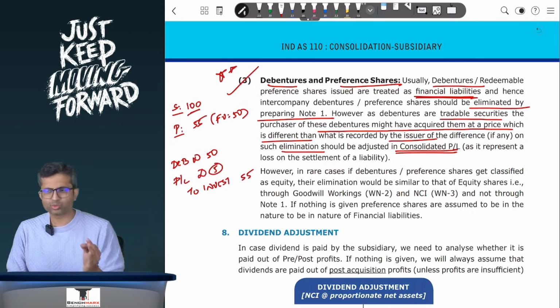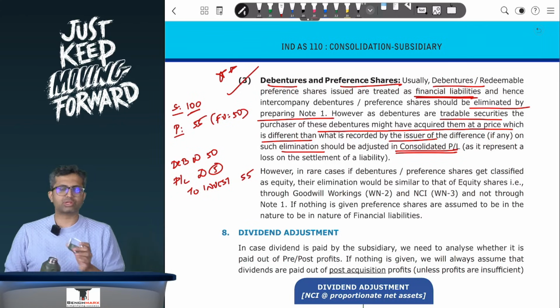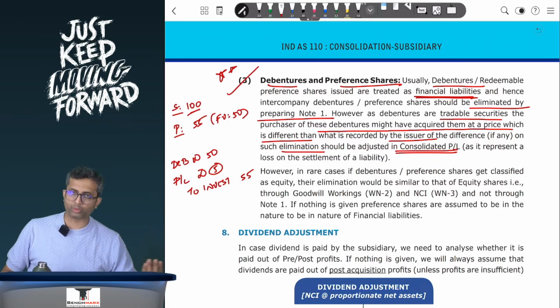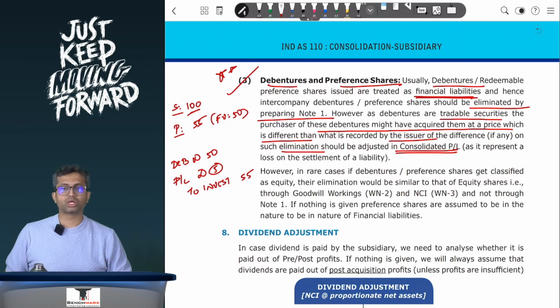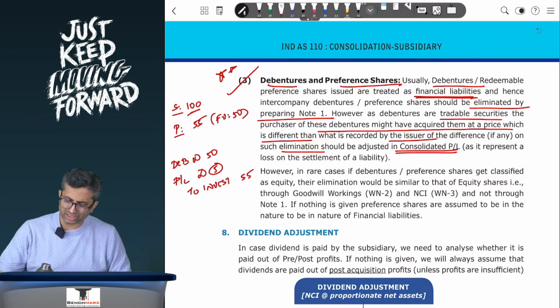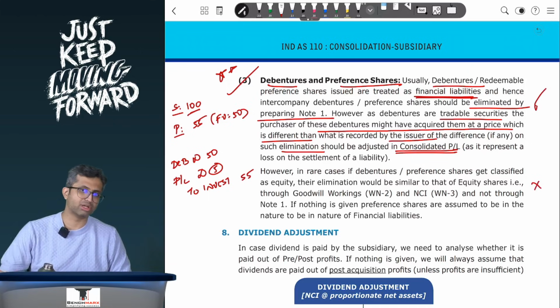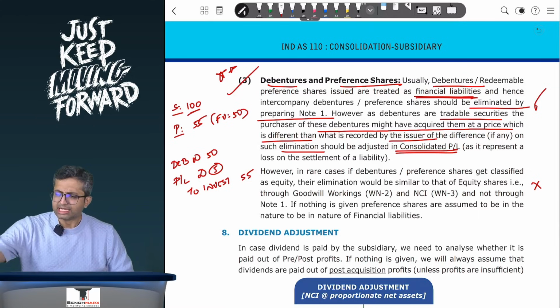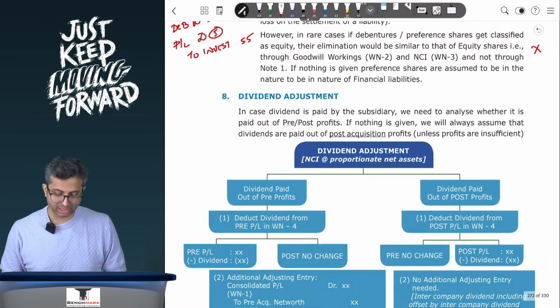In rare cases where the debentures or preference shares are treated as equity, you treat them similar to equity shares: you will take them as a part of purchase consideration along with your equity investment, and like the share in equity share capital you have to take a share in preference share capital. Though I would say this is relatively rare, you will usually have preference shares or debentures which are in the nature of liabilities. Okay, so this is regarding your intercompany preference share elimination.